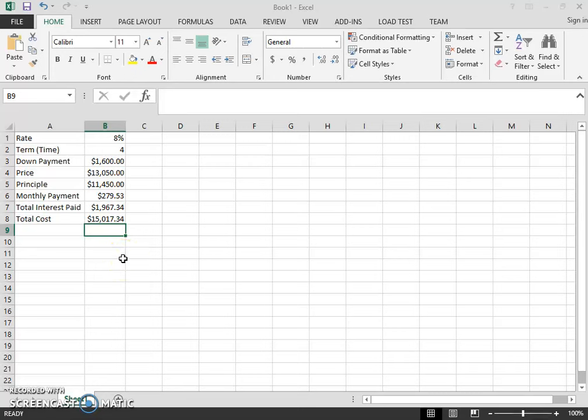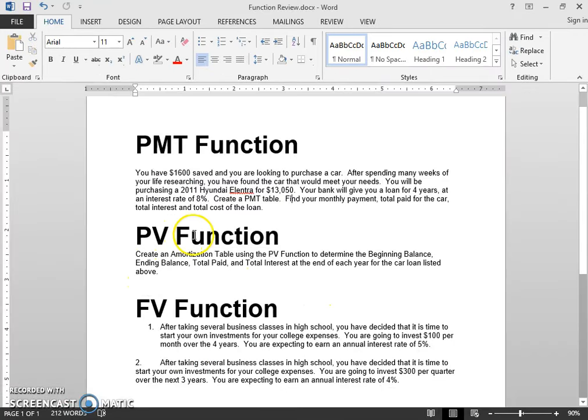Okay, so in the previous video, we just finished up covering the PMT function. Now, according to the directions, we're going to work the PV function, which is the present value. This is where we create the amortization table. If you remember correctly, we did this in the mortgage payment calculator out of the book as we learned this chapter. We're going to create an amortization table using the present value function to determine the beginning balance, ending balance, total paid, and total interest at the end of each year for the car loan listed above.